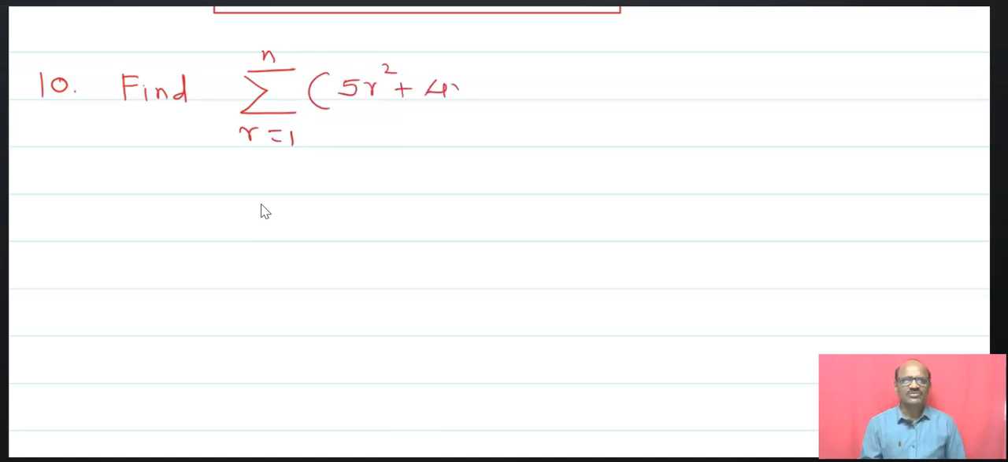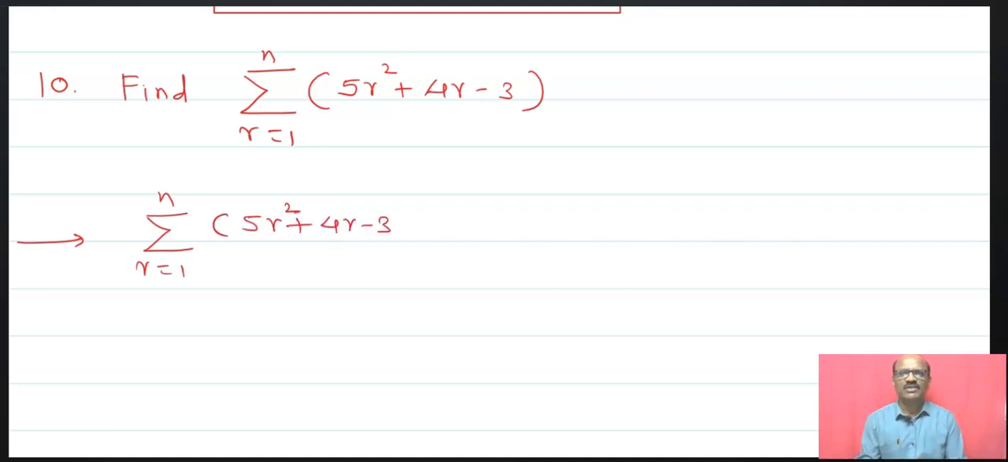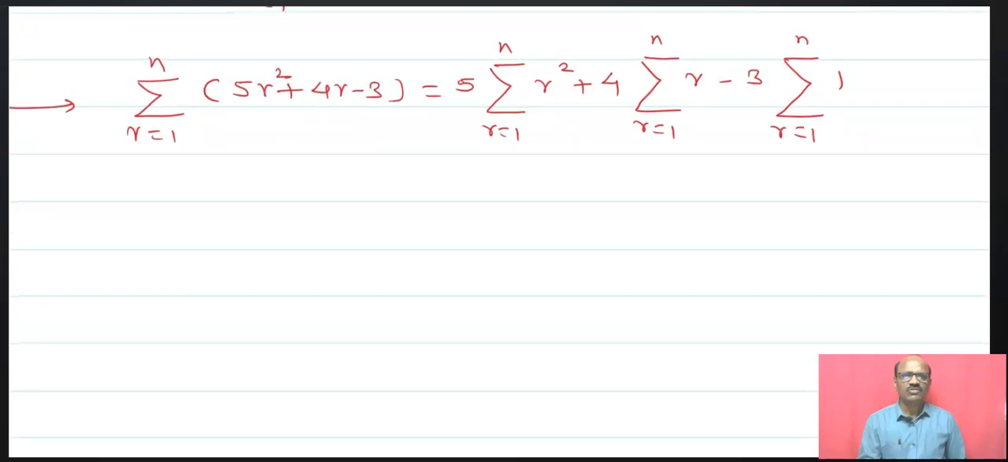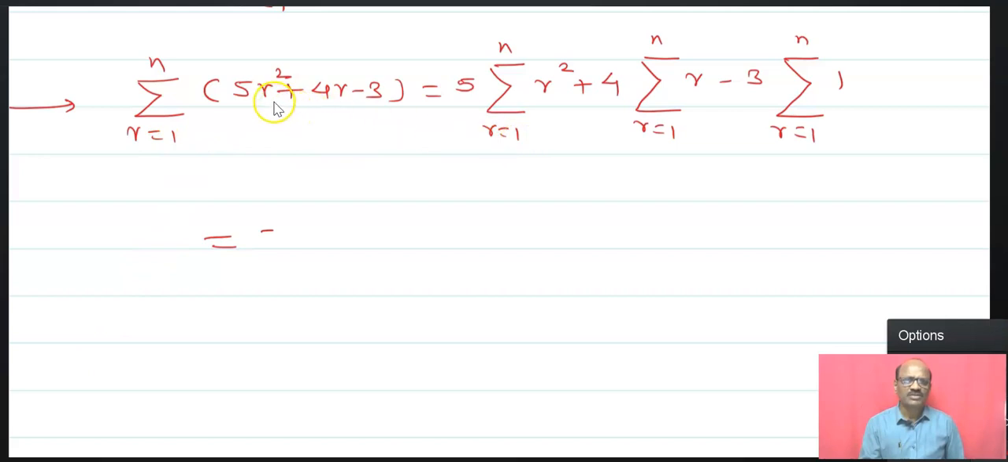Find the summation r equals 1 to n of 5r square plus 4r minus 3. Then find this. Now, the summation of r equals 1 to n of 5r square plus 4r minus 3 is equal to 5 summation r equals 1 to n of r square, plus 4 summation r equals 1 to n of r, minus the summation of 3 for r equals 1 to n, the constant. That is, we apply the summation to all the terms for r square, r and the constant.